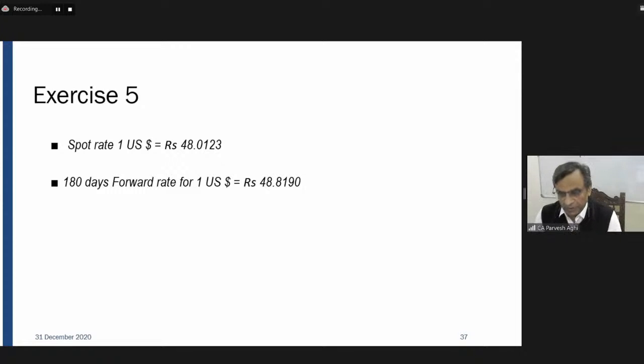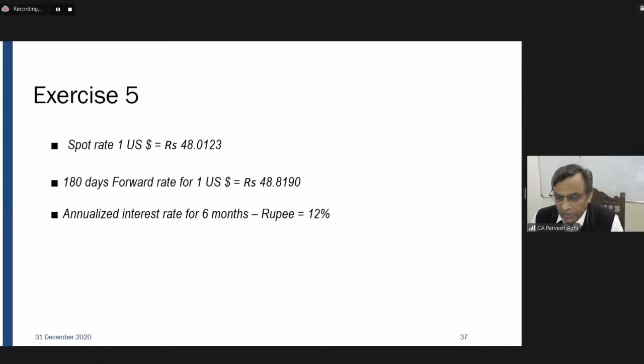48.8190. As you can see, the dollar is appreciating on 180 days forward rate as it happens because the interest rates in US are low and in India they're high. So normally the forward rate will always be giving an appreciated value.